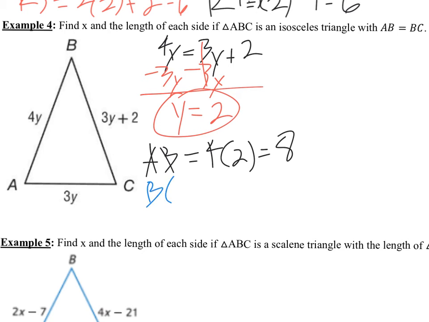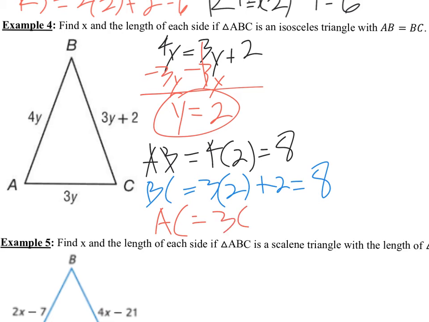So BC is going to be 3 times 2, that's 6. 6 plus 2 equals 8. So that's good. And then we're going to plug it into the last side, AC, which should be different from those 2. And we're going to do 3 times 2, and that's simply 6. So that's example 4. Let's move on to example 5.